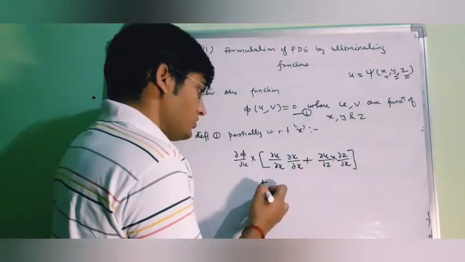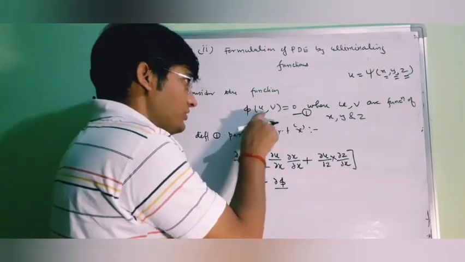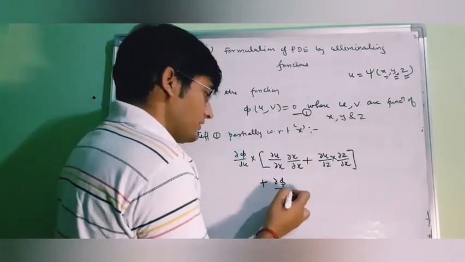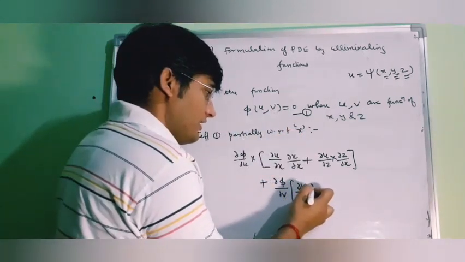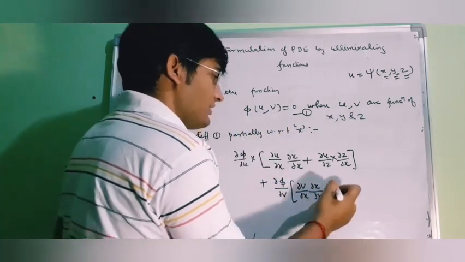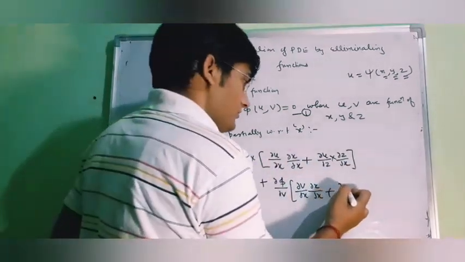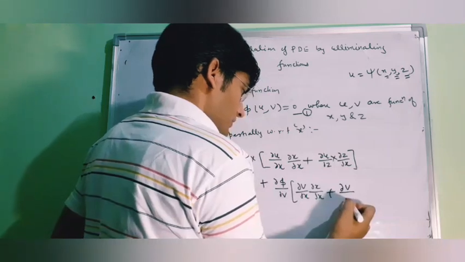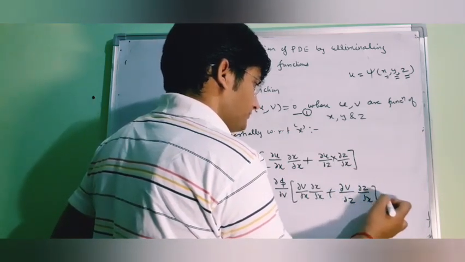So this is your first term, and in the next term we will differentiate φ with respect to v, and then the differentiation of v with respect to x, and this will be ∂v/∂x and ∂x/∂x. Then we will have ∂v/∂y, and ∂y/∂x will be 0, and the third term is ∂v/∂z, and ∂z/∂x is equal to 0.